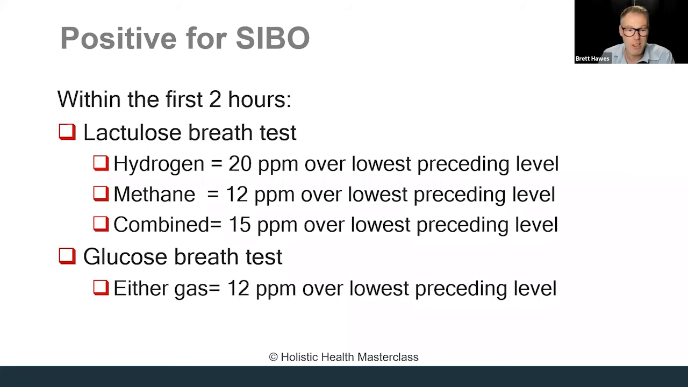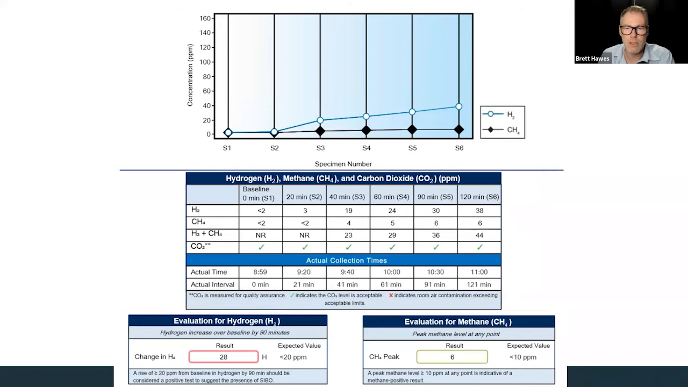For a glucose breath test, which I don't do, either gas is 12 parts per million over the lowest preceding level. So this is what it looks like. Very straightforward. It's just a graph. This one here is, in fact, a 2-hour breath test that we're looking at. And it's very important when you read these tests, don't look at the graph, look at the legend on the side, okay? Because this looks pretty flat, right? So you're like, oh, wow, this person doesn't look like they got much going on. But look at the hydrogen levels here. The hydrogen levels are going all the way up to 38, somewhere around there, 28. And so you'll see that this is actually a positive if you look at the legend at the bottom.